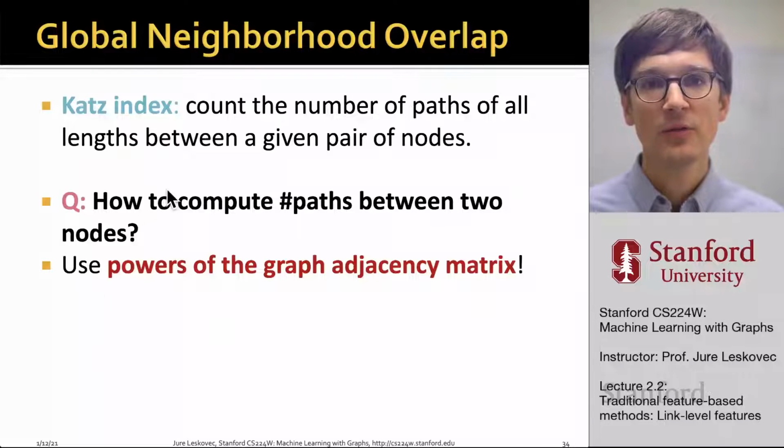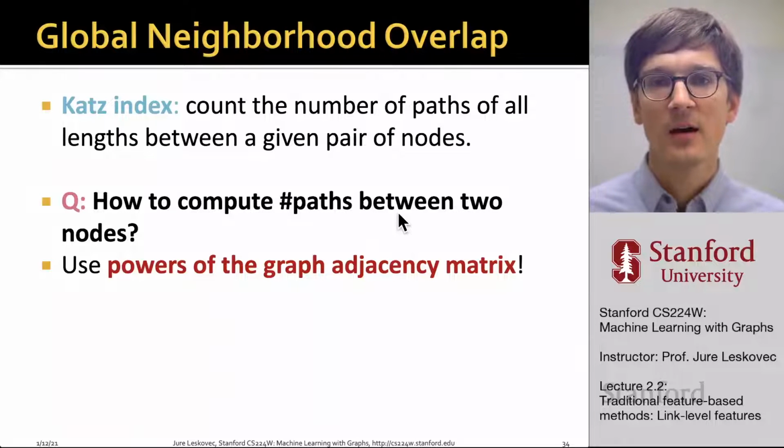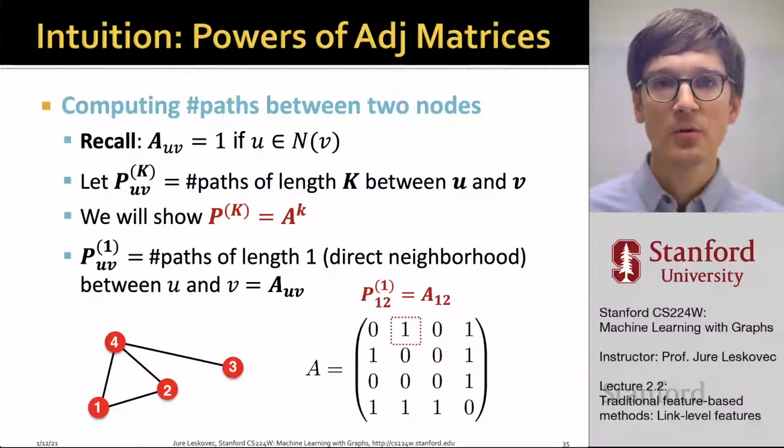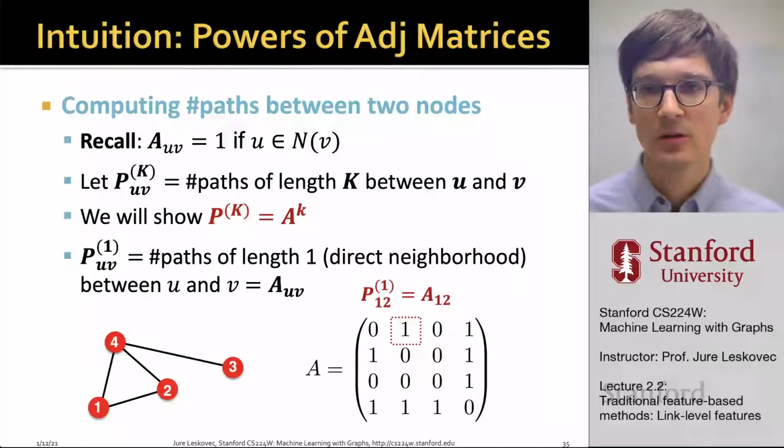Now we need to figure out two things here. First, how do we compute the number of paths of a given length between two nodes? This can be very elegantly computed by using powers of the graph adjacency matrix. Let me give you a quick illustration or a quick proof of why this is true. First I want to give you the intuition around the powers of the adjacency matrix. What we are going to show is that computing the number of paths between two nodes reduces down to computing powers of the graph adjacency matrix, or essentially taking the graph adjacency matrix and multiplying it with itself.